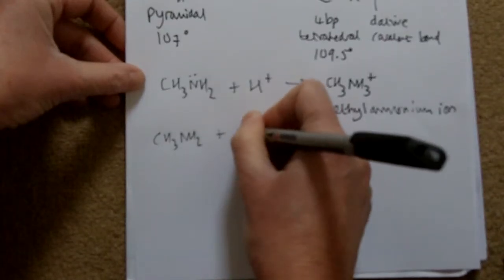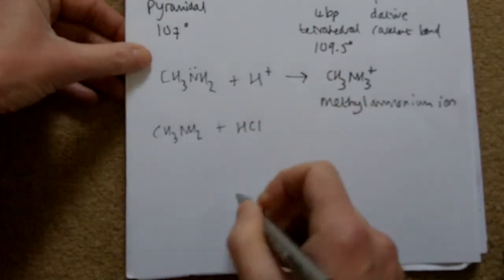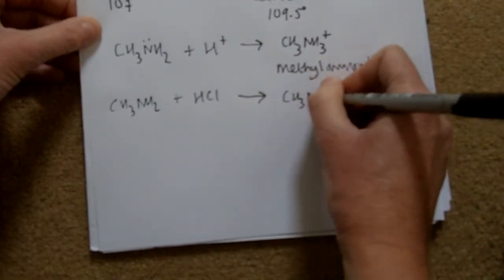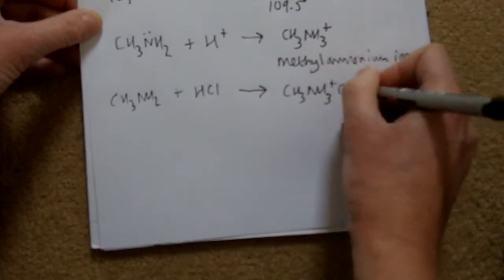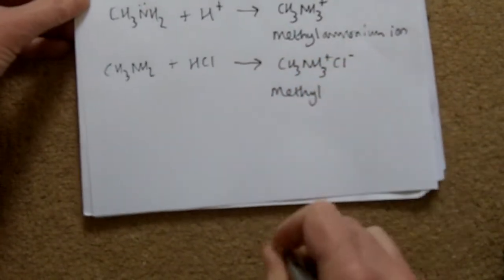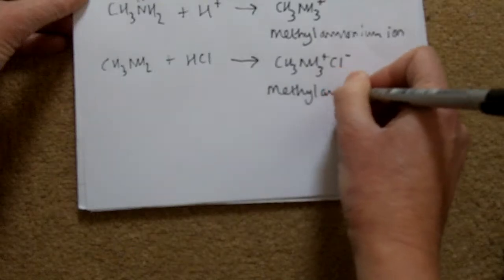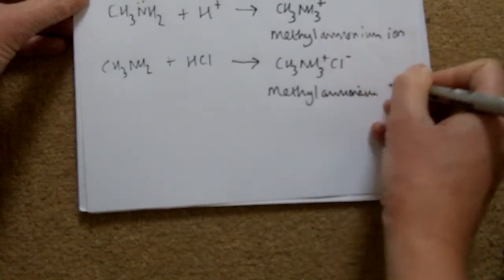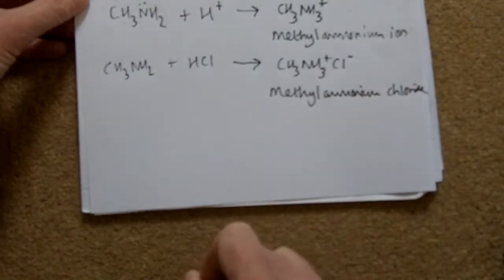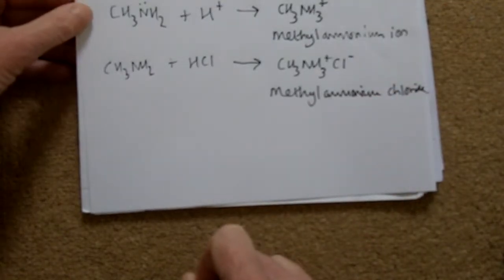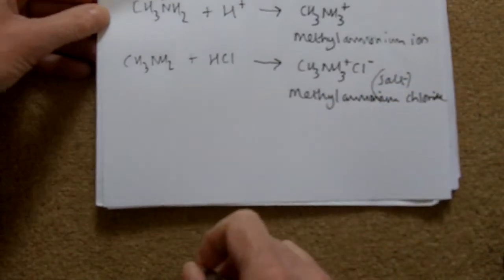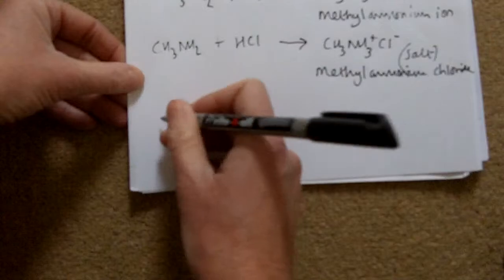Okay. So if we actually did this properly, if we took methylamine and we say we took hydrochloric acid, so not just H+, then you would get the salt. What would the salt be called? It would be called methyl ammonium chloride. Methyl ammonium chloride. Okay, that's a salt.